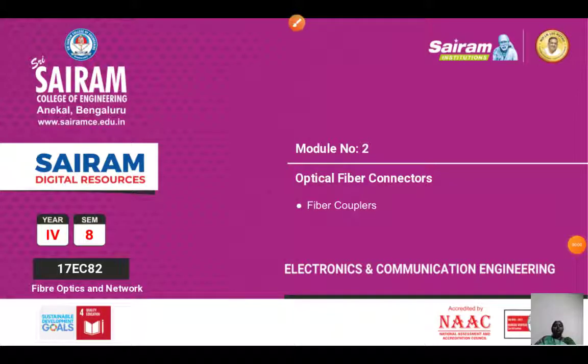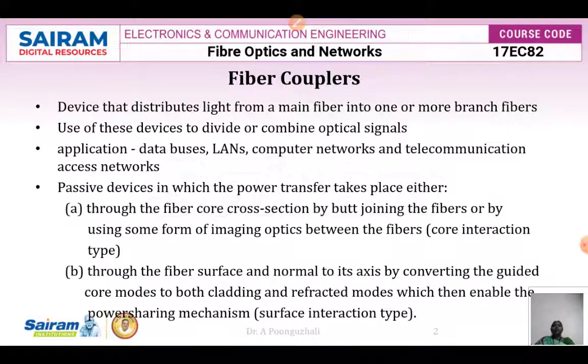Good morning students. In the previous video we had seen the fiber connectors. So the last topic in this module 2 is fiber couplers. We are going to use a coupler that is going to connect the two fibers, where the light is going to be transmitted from the main fiber into one or more branch fibers. So using the coupler, the light can be coupled from one main fiber into one or more branch fibers. In this case, these couplers can be used to divide or combine the optical light signals.